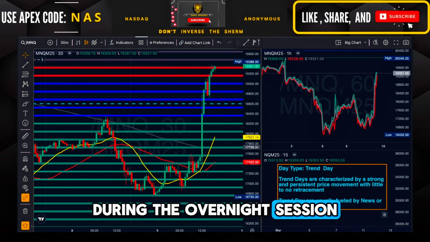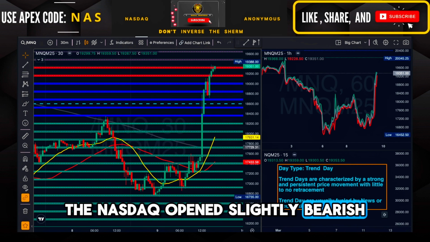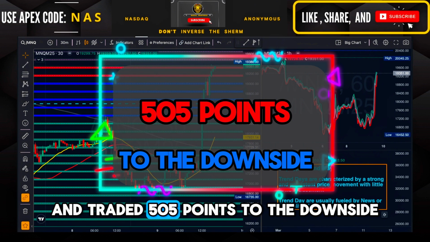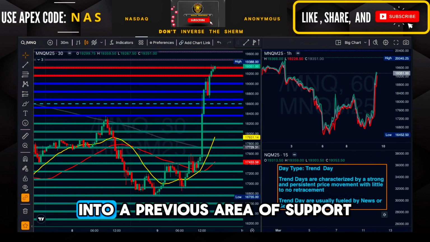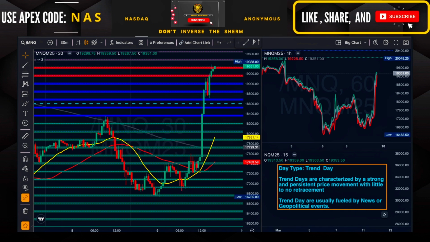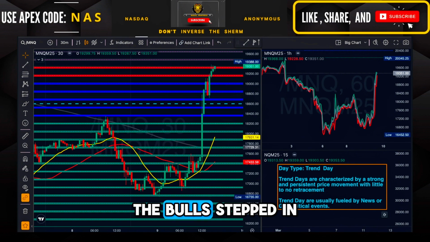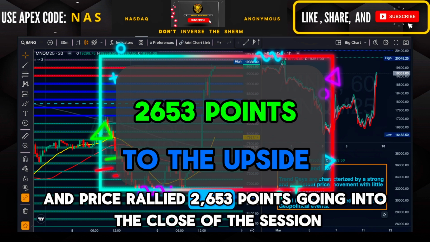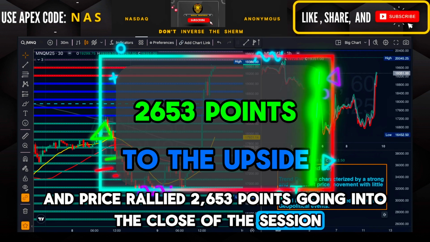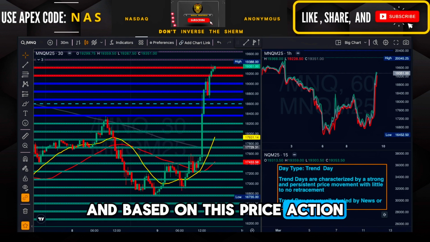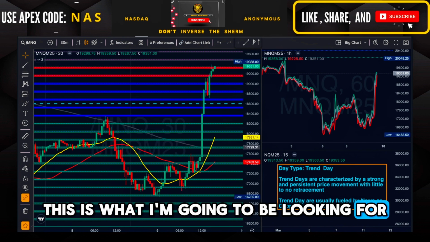During the overnight session, the Nasdaq opened slightly bearish and traded 505 points to the downside into a previous area of support. However, once the bears failed to rotate price lower, the bulls stepped in and price rallied 2,653 points going into the close of the session. And based on this price action, this is what I'm going to be looking for.